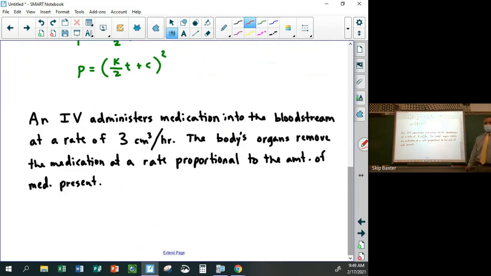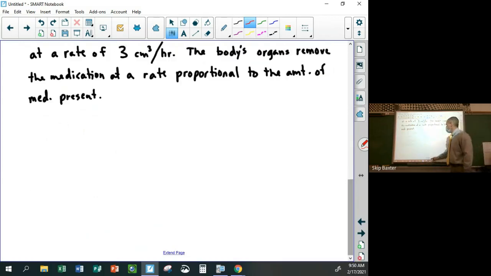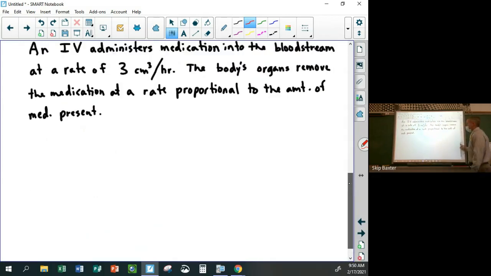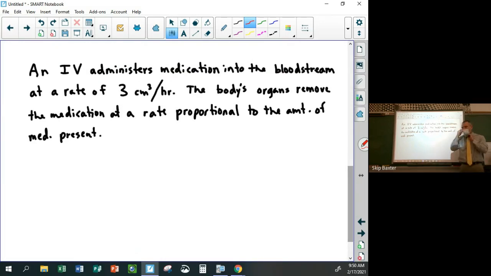So I want a differential equation that models the rate of change of the amount of medication. What do you think? Let's let y be the amount of medication and t be time. dy/dt. What do you think?